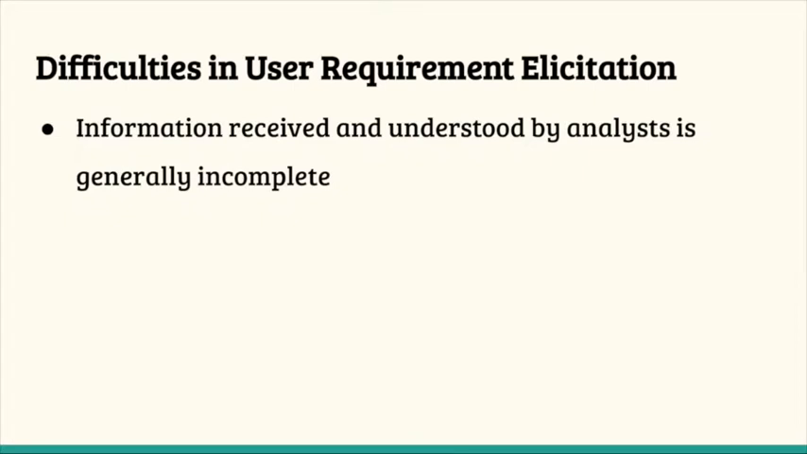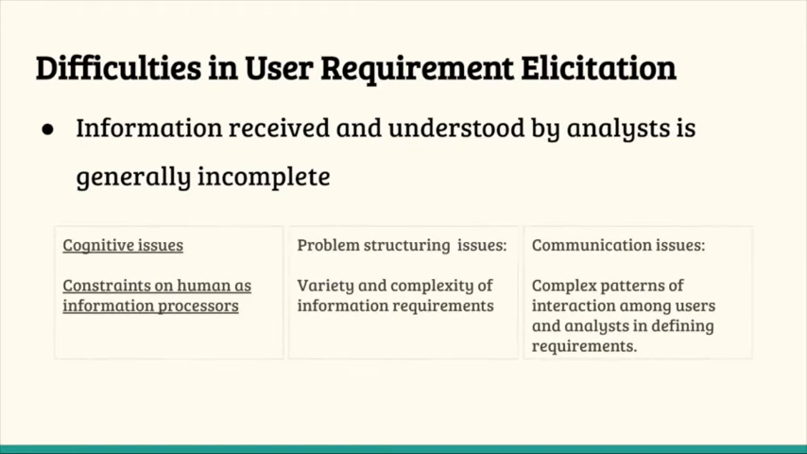For a variety of cognitive, communicative, and motivational reasons, the information ultimately received and understood by analysts is generally incomplete. Here, the author identifies 3 types of issues that are causing the problem, but we will only focus on the cognitive one for this paper. It means as humans, our brain always has constraints when processing information. For example, we can only focus on a limited amount of information, or sometimes we may have cognitive biases.